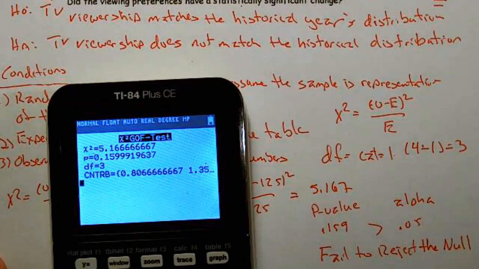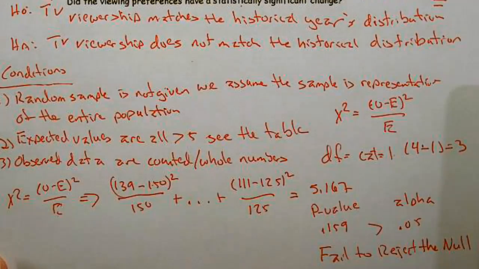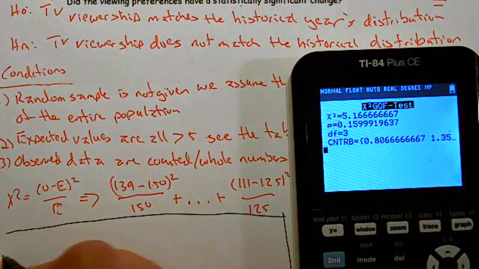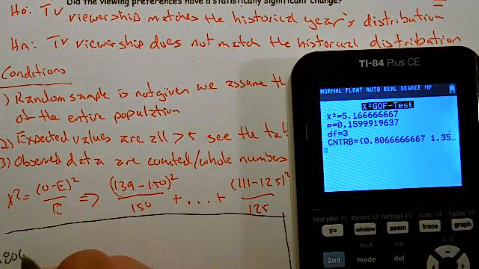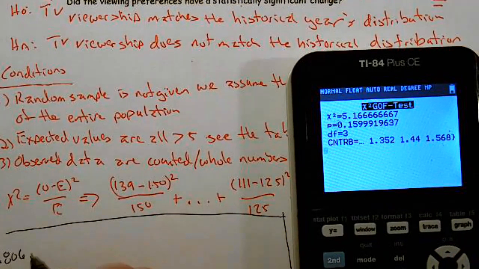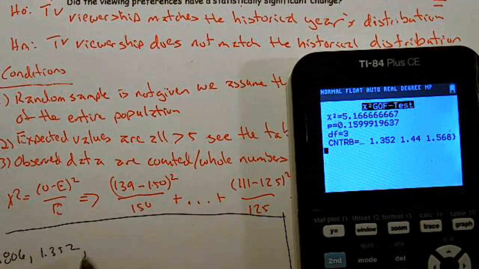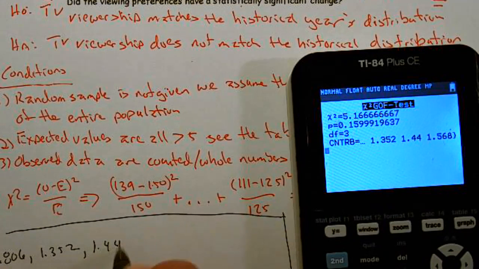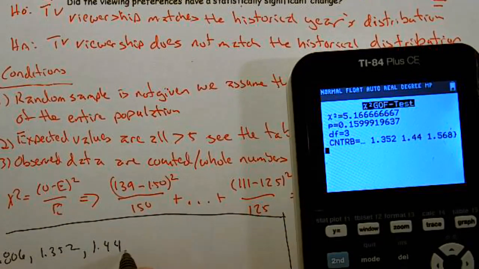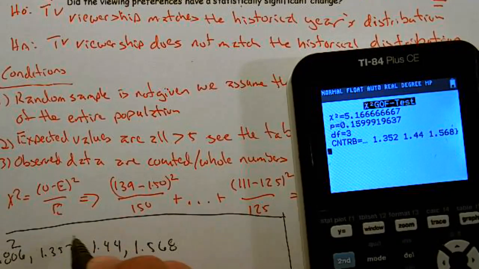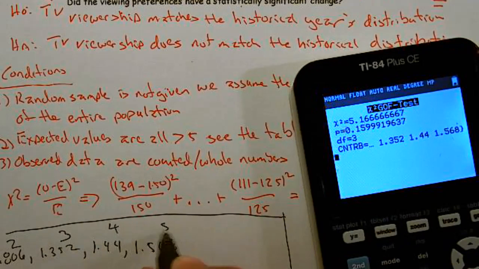Also going to take a moment while we're here, and I'm going to write down my contributions. My first contribution is 0.806. The next one is 1.352. Then I have 1.44 and 1.568. And this is for channel 2, this is channel 3, this is channel 4, and this is channel 5.